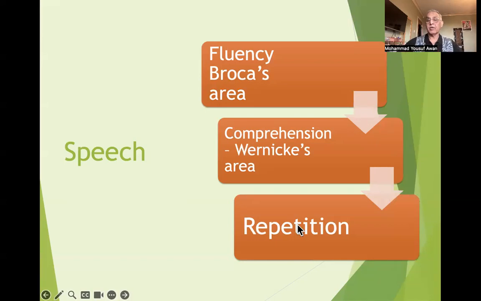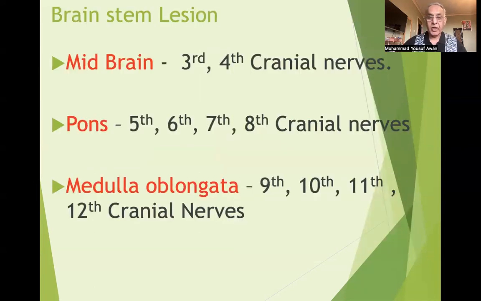Repetition is the speech association area, the fibers connecting these two centers with the motor cortex. So that affects the repetition of speech. Right. That is from the cerebral cortex.